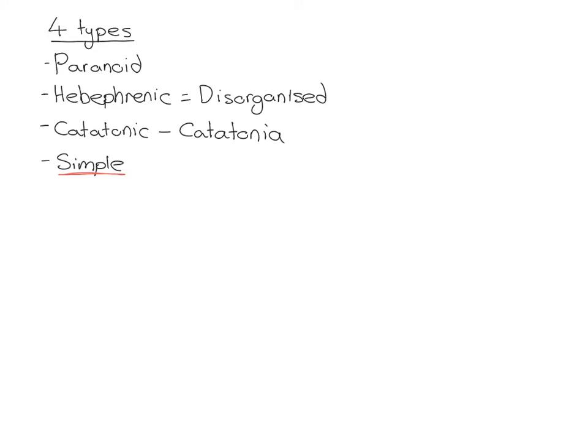You just have the negative symptoms. So often, the way that simple schizophrenia would present is with someone who is no longer going out and doing things, so has become very socially withdrawn and apathetic, and when you talk to them, you don't get much of a response. You might just get one-word answers, so the alogia is there. So it's characterized by the negative symptoms.